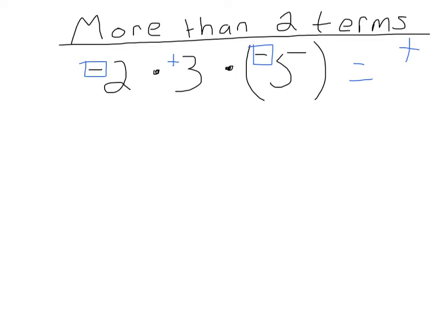So now that I know the sign of my answer, I am going to go ahead and multiply together my numbers. So I have 2 times 3, which gives me 6, and then I have 6 times 5, which gives me 30. And I know from the work that we just did that my answer is positive, so I have a positive 30 as my product.